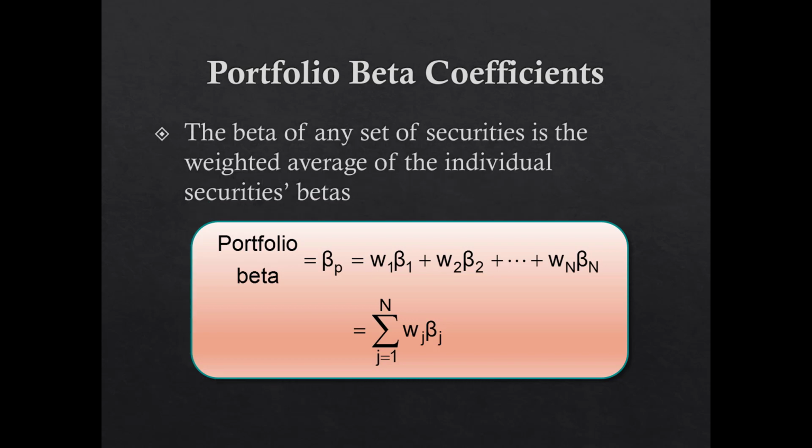The beta of any set of securities is a weighted average of the individual security betas. So if you think about it, if you have the entire market, and that entire market has by definition a beta of 1, and each one of the stocks in your portfolio is weighted equal to the market, then your portfolio will have a beta of 1.